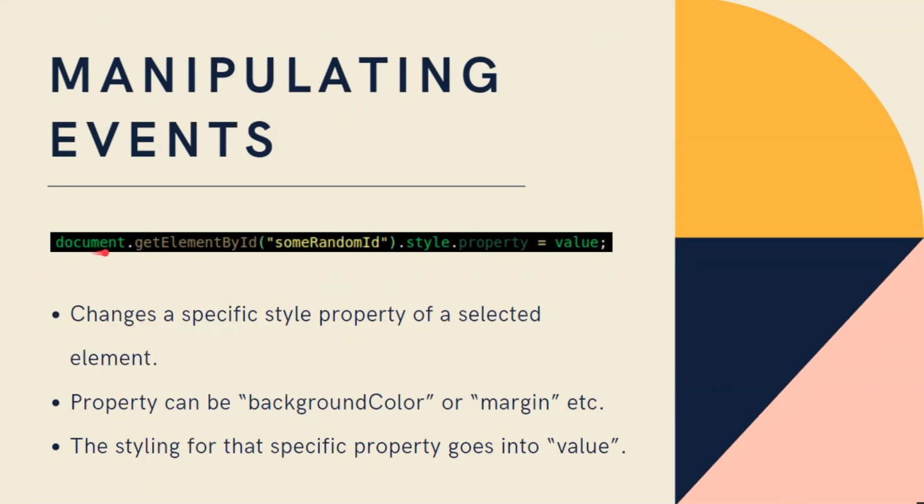In this way, we're going to do document.getElementById, some random ID. We know what this means. Dot style, CSS. As soon as you see style, you should know that that's CSS. Dot property, so what is the property we want to change? Sticking to our example, dot width, value, 200 pixels.